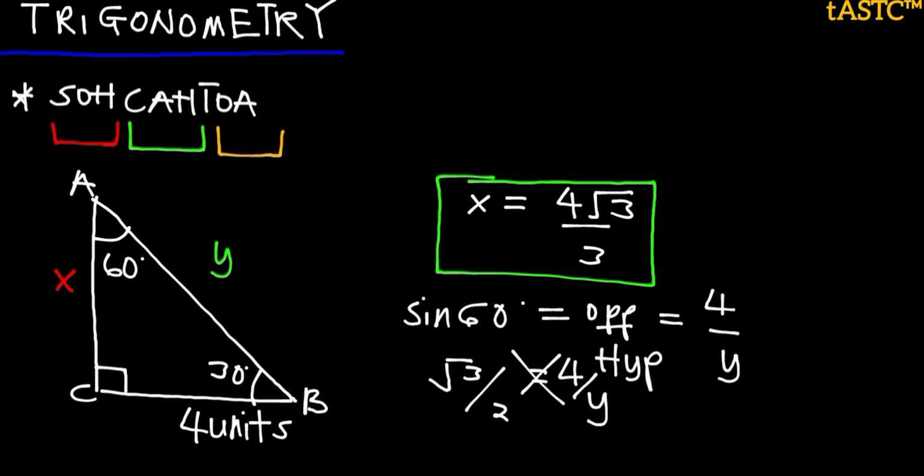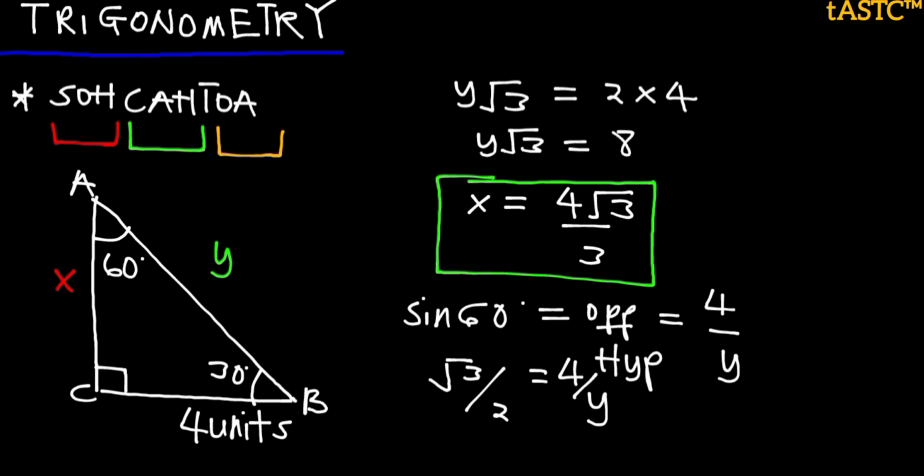Now we need to cross multiply from this equation. So that will give us y root 3, and this will be equal to 4 multiplied by 2. And this should give us an 8. And so we're going to have y root 3 is equal to 8. Now we need to find y. So in order to find that, we need to divide through by root 3. So y will be equal to 8 divided by root 3.